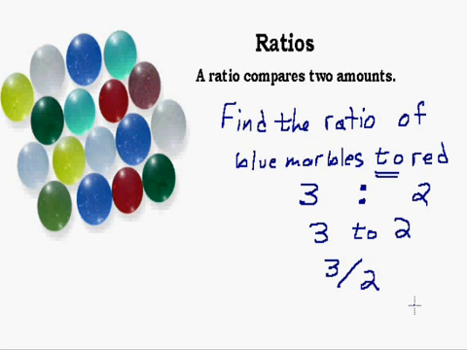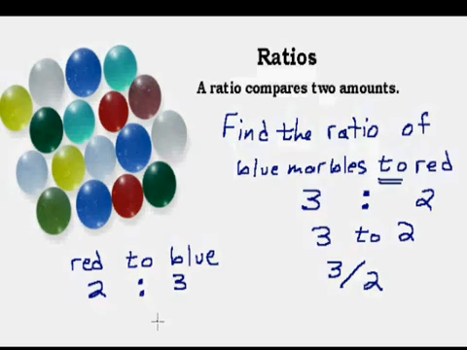Now the order is important here. Whatever the first value is, in this case blue marbles, that would have to go in the numerator of your fraction, and the second value would have to go in the denominator. If we switch this problem around and we wanted to know the ratio of red marbles to blue marbles, that would just switch the order. So in other words, we would have 2 to 3, which we could write with a colon or the fraction 2/3.